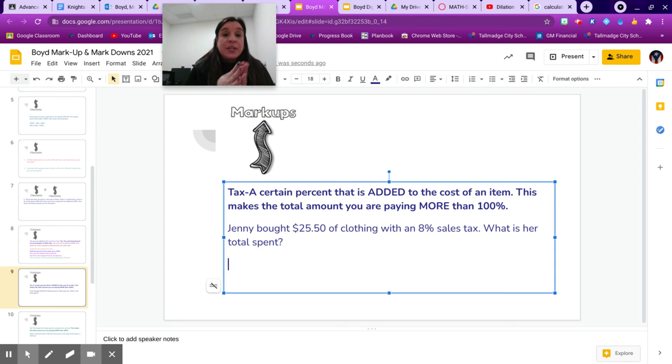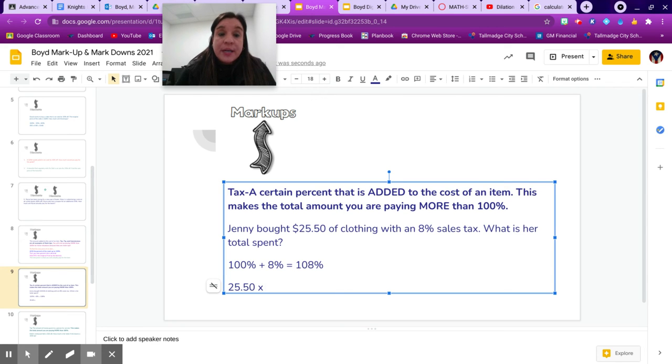So the first thing we're going to do is add the percents together. So 100% is what she is paying for the clothing. Plus, she has to pay an additional 8% for tax. So altogether, Jenny is paying 108% total. So we're going to take the amount of her clothes, $25.50, times 108%.